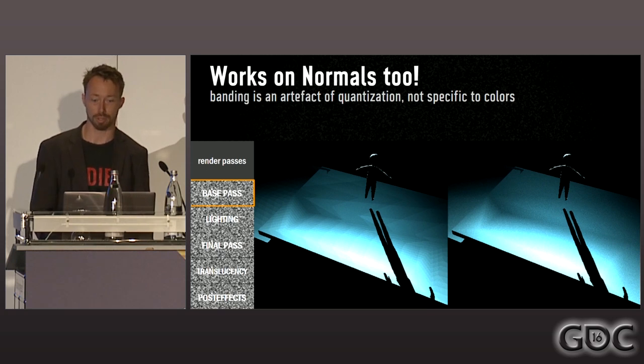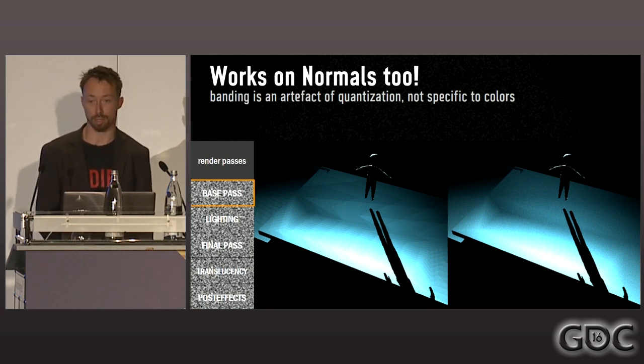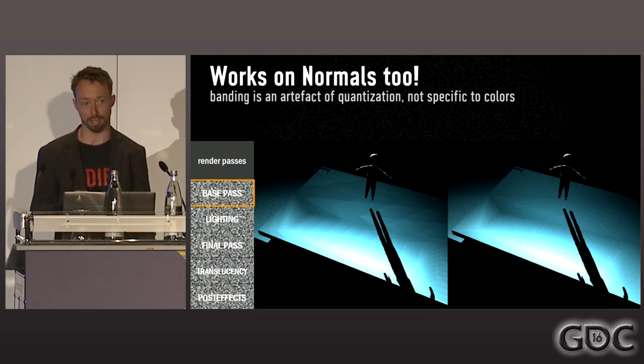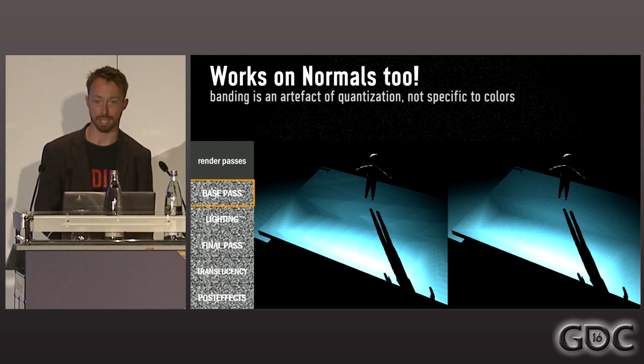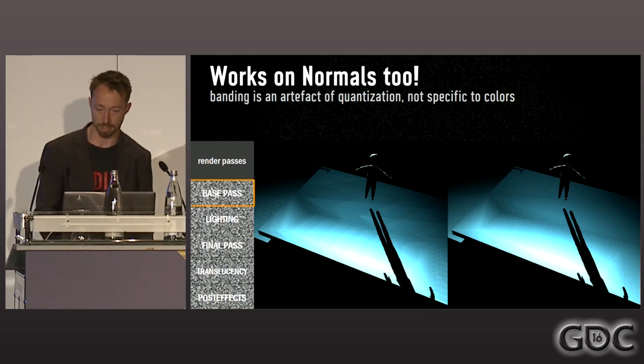So far we've been talking about banding as an artifact of colors, but it really doesn't have anything to do with colors. It's all about the quantization to 8 bits. So in our base pass, when writing out normals, we are writing those out to 8-bit-per-channel, 24-bit render targets as well. So of course we can dither the normals as well and exchange the banding for noise. We do this only in the few cases where it's actually needed, which is the very few cases in the game where we have really intense specular highlights with normals varying across really large surfaces.